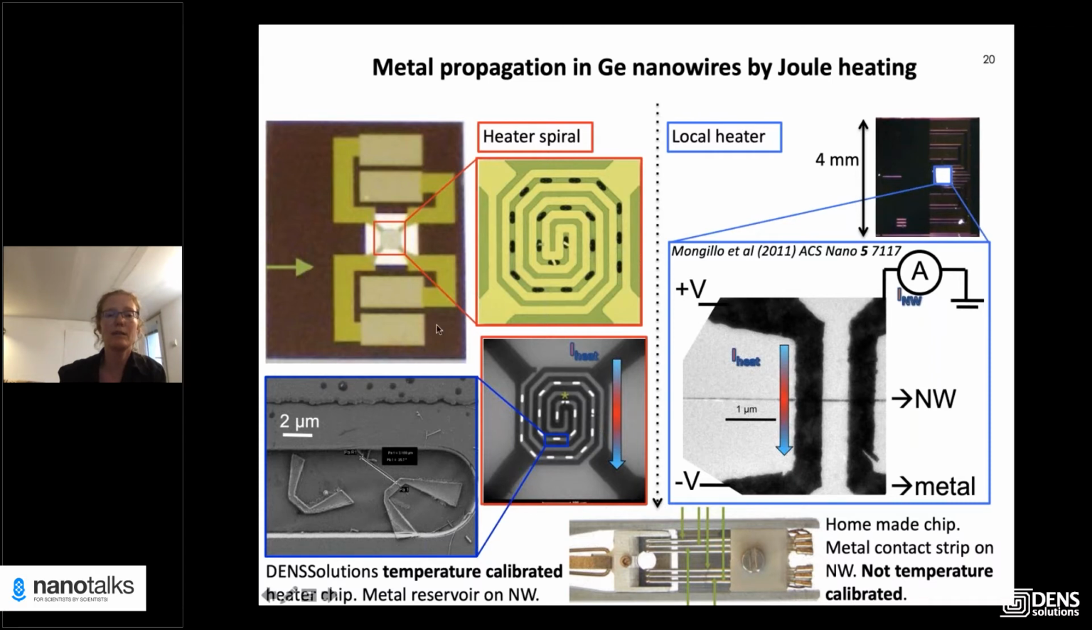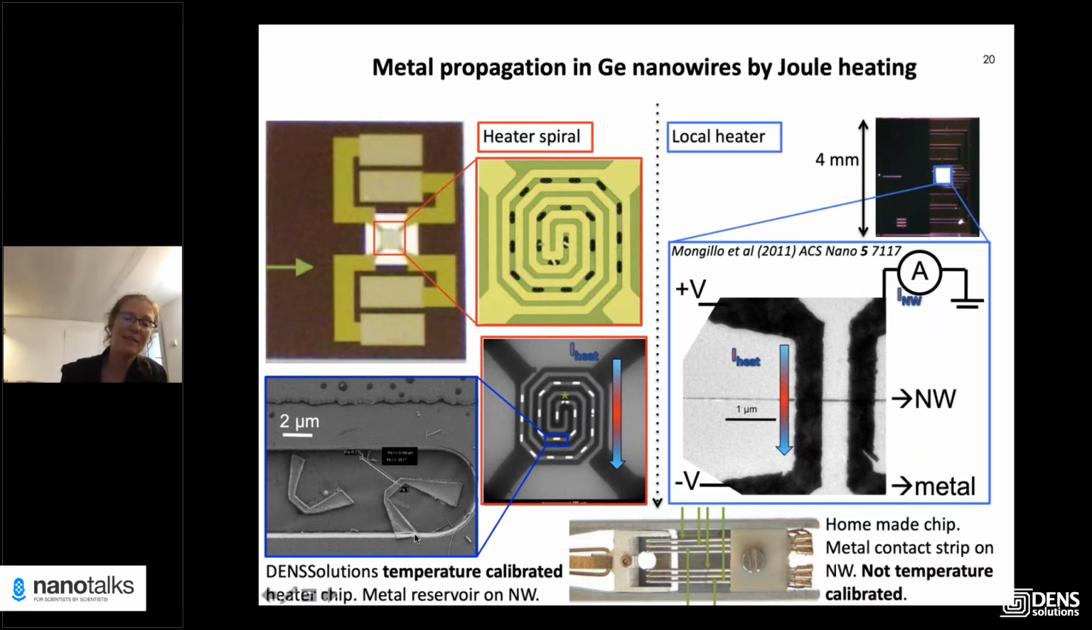One approach is to use this DENSsolutions heater chip. So this is an image of a DENSsolutions heater chip. Here on the membrane you find this metal spiral. You have two contacts to drive the current and two to measure the potential. Here you see a close-up of the chip, and in between the spiral you have these little windows that can either be a thin silicon nitride membrane or a hole. So we use the ones with thin silicon nitride.